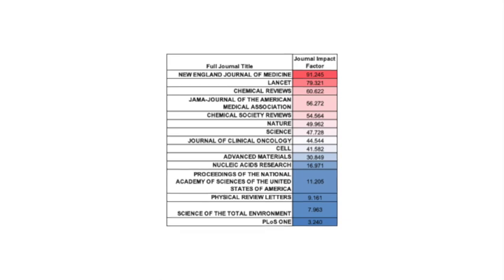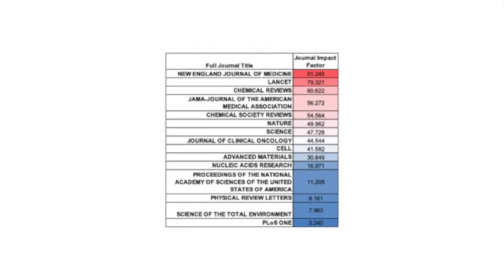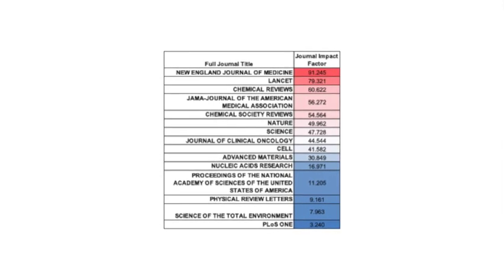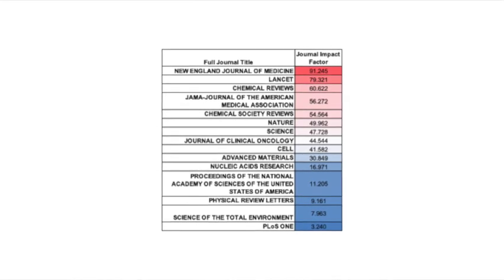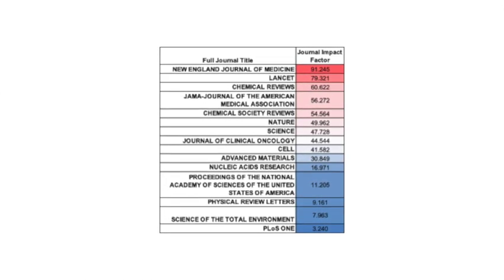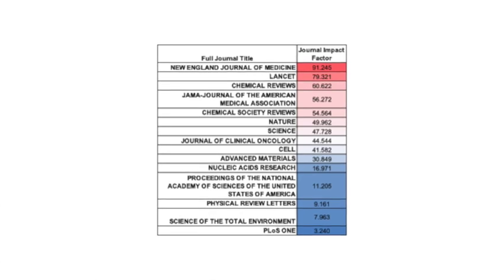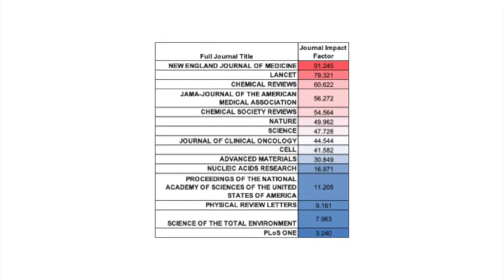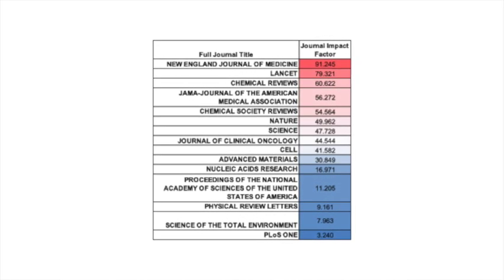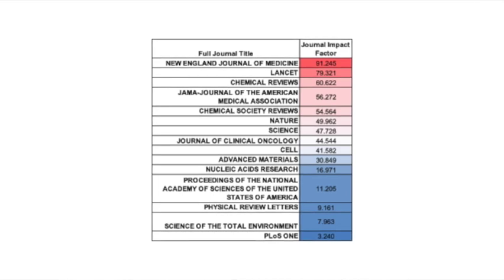So we have talked about these other metrics that are alternatives to the journal impact factor. Let's take a look at how they compare. So this first slide that you see is a list of 15 journals that I selected that are ranked from very high impact factor down to moderate impact factor. And so what you're seeing here is the journal impact factor. So they range from 91 down to 3.2.